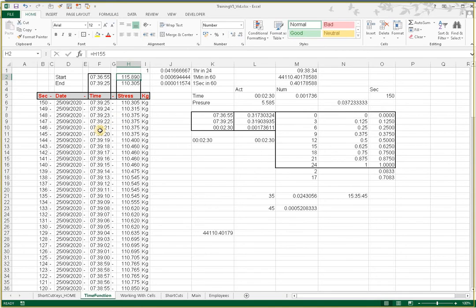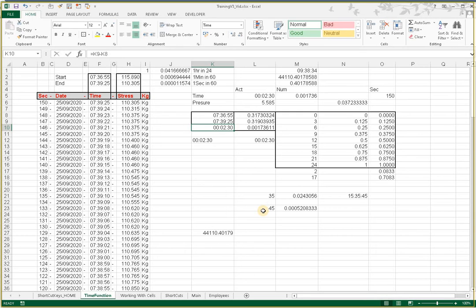Now, if you do nothing else, I started the test at 7:36:55 in the morning. The test was finished at 7:39:25, which is 2.5 minutes later. So the beginning and the end, you subtract, and it's 2.5 minutes. It took exactly 150 seconds to do this test.